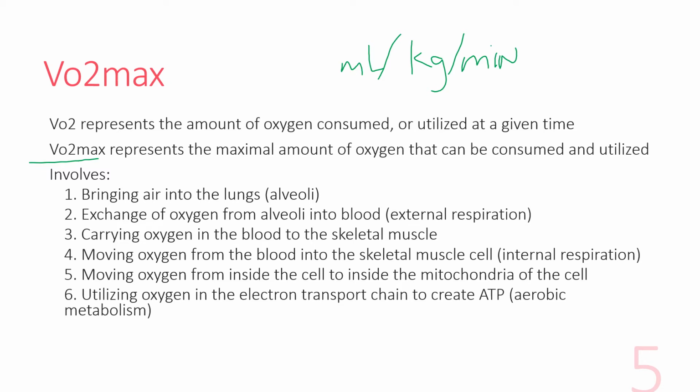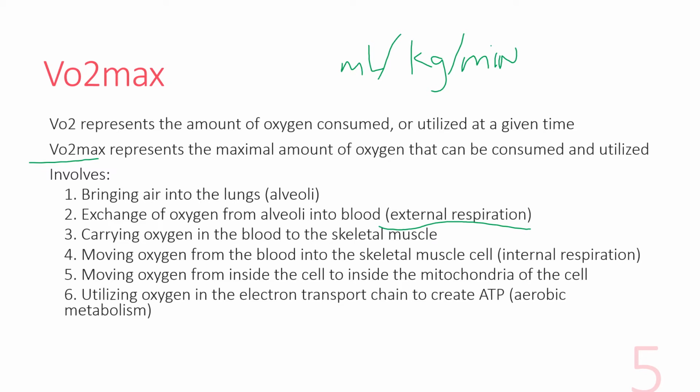Okay. So very complicated in terms of what all has to go right in order for us to utilize the oxygen. So first thing we want to do is bring the air into the lungs. Okay. So as we inhale, we want the air to travel down to the alveoli, which is our most terminal unit of the lungs. And this is where exchange will occur. So moving on to number 2, we're going to have exchange of oxygen from the alveoli into the blood. And this is known as external respiration. So again, external respiration is not breathing in and out. External respiration is the movement of oxygen from the lungs into the blood.